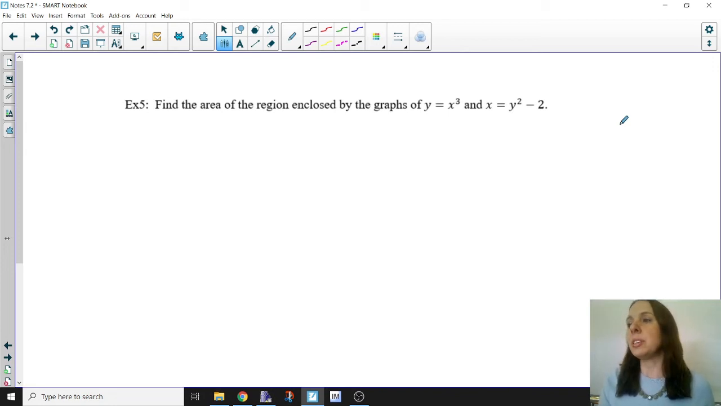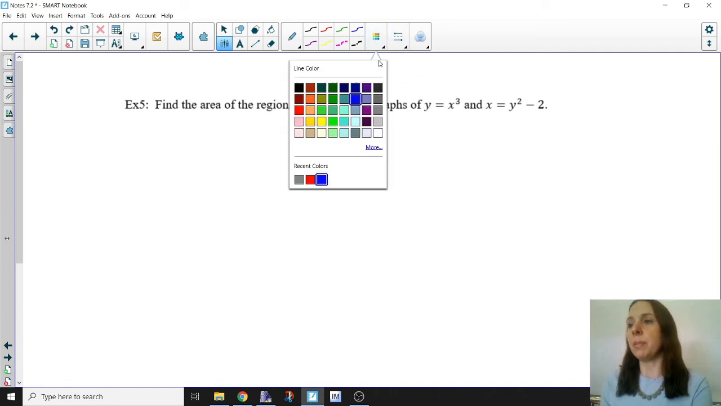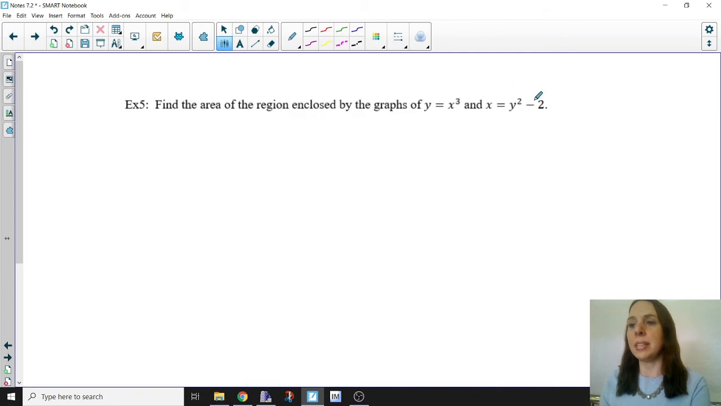What we're going to do here is find the area of the region enclosed by the graphs of y equals x cubed and x equals y squared minus 2. Okay, so I don't know if a red flag is popping up in your mind right now, but notice that this second equation is a little bit of a red flag here because it is not written as a function of x. It's written as a function of y. X equals y squared minus 2.